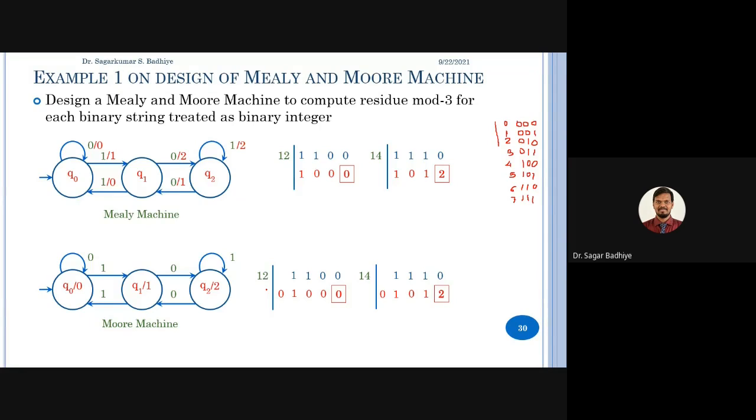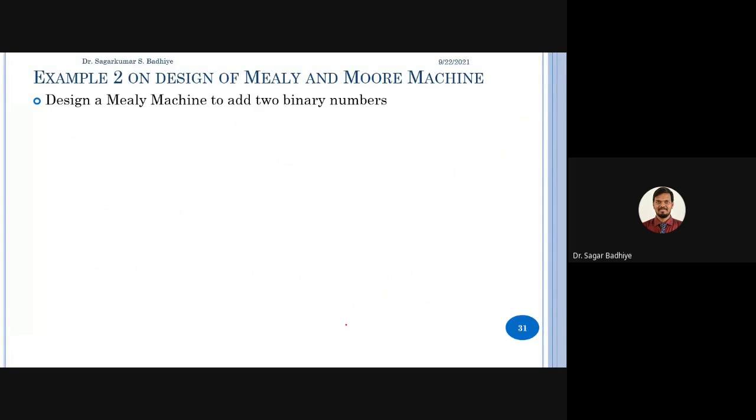I hope this much is fine for today. Okay, so these are two examples. One for Mealy machine, and the same we can convert to a Moore machine, or we can design a Moore machine for the same. In the next class, we'll see another example on design of Mealy and Moore machine.